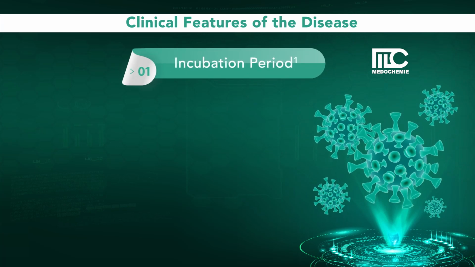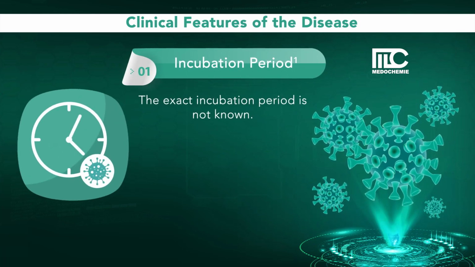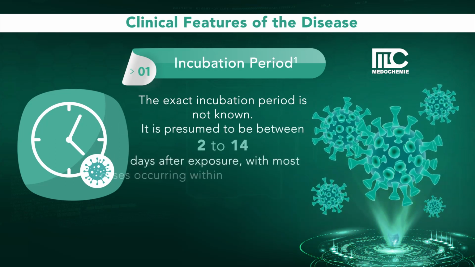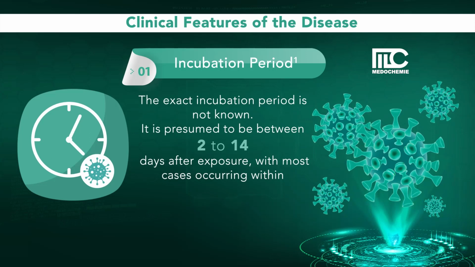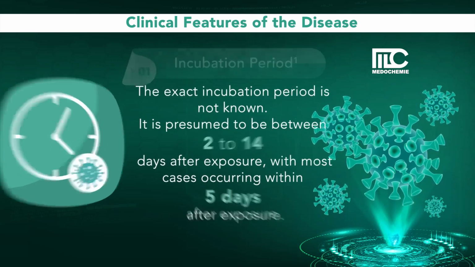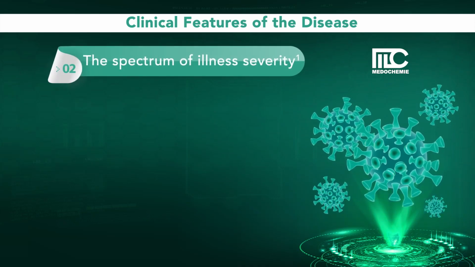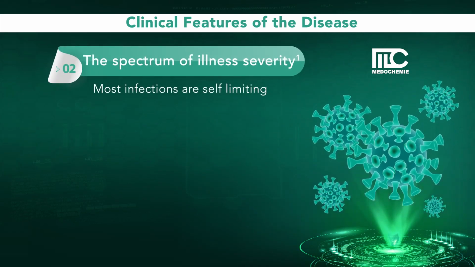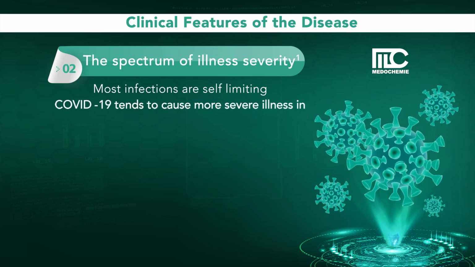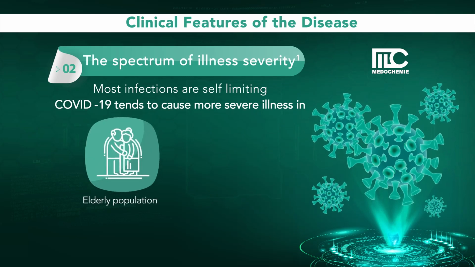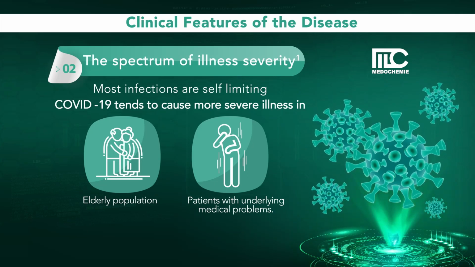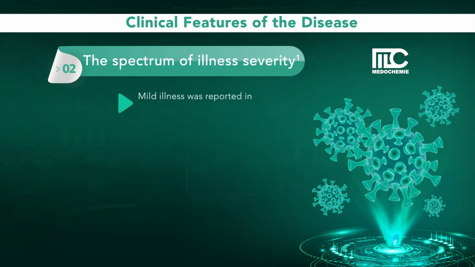The incubation period. The exact incubation period is not known. 2 to 14 days after exposure, with the most cases occurring within 5 days after exposure. Spectrum of illness severity. Most infections are self-limiting. COVID-19 tends to cause more severe illness in the elderly population or patients with underlying medical problems. Mild illness is the common.